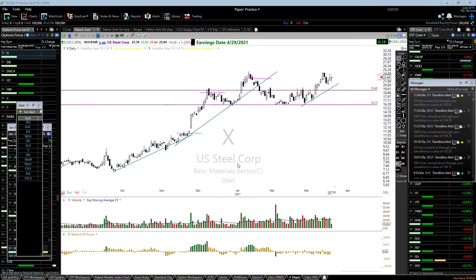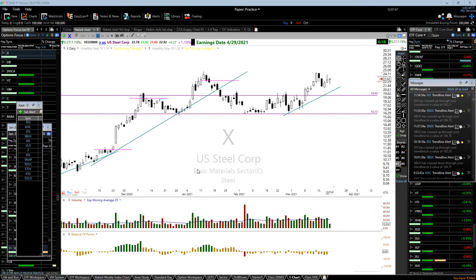Oftentimes we'll look at a chart and we're both thinking the same thing. But then there's oftentimes we look at a chart and we're completely on a different page, because I might like it and he thinks, Campbell, you're out of your ever-loving mind here. What are you thinking about? And that's okay, because we all have to define who we are as a trader. I think one of the big problems that traders deal with all the time is they don't know who they are as a trader.